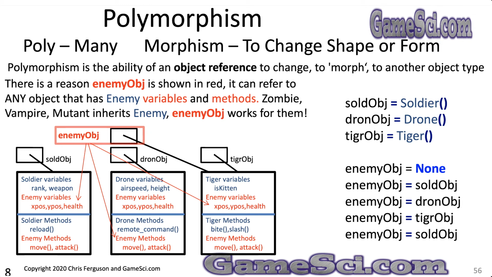One thing I want to make very, very, very clear. The objects themselves do not morph. This soldier did not morph into a drone. It stayed a soldier. What morphed was this reference variable. It started here, then it morphed to here, then it morphed over to there. It's the reference variable that morphs, not the individual object.